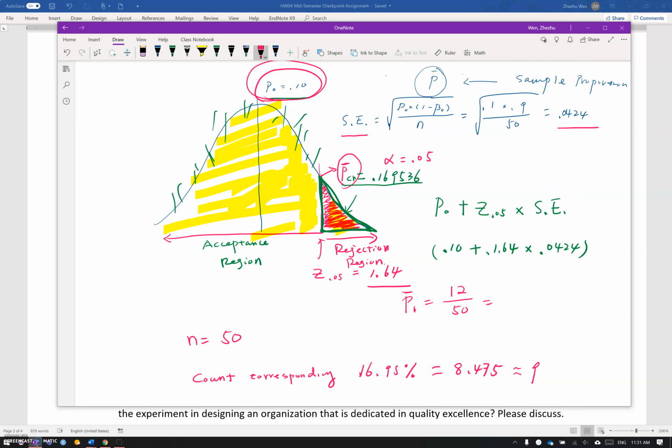What is the proportion? It's 24%. How likely can 24% happen in this particular distribution, when the average is 10% and the standard deviation is only 0.04? It's going to be miles away from the center. There are nearly 5-6 standard deviations between these two, the p bar and the average p0. Therefore, this is highly unlikely to happen when the population proportion is only 10%.